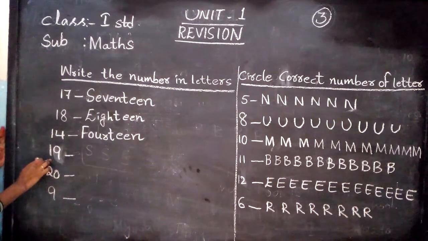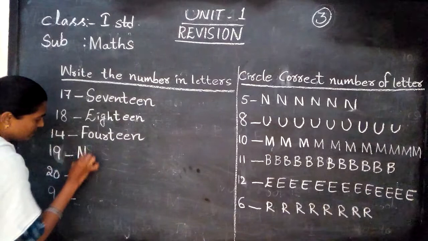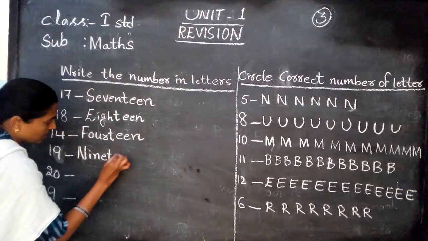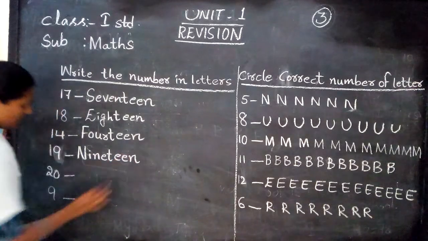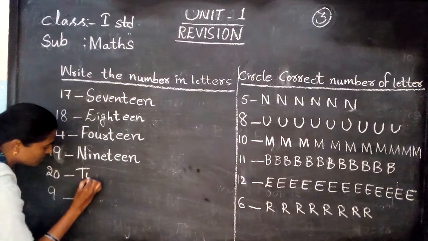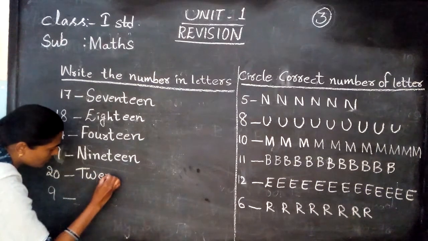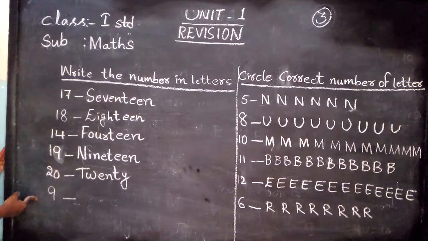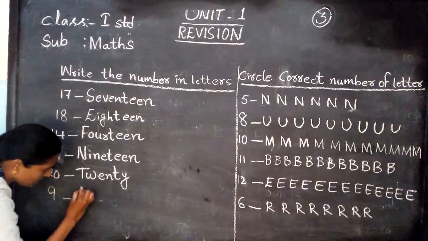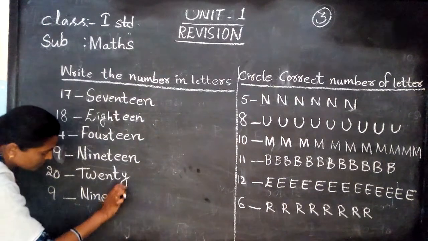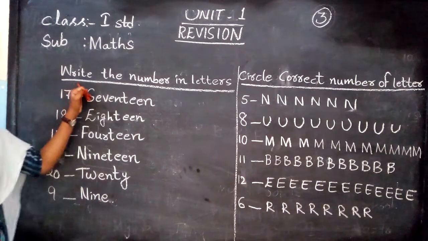What is this number? 19. What is the spelling of 19? NINETEEN, 19. What is this number? 20. Spelling of 20? TWENTY, 20. What is this number? 9. Spelling of 9? NINE, 9.